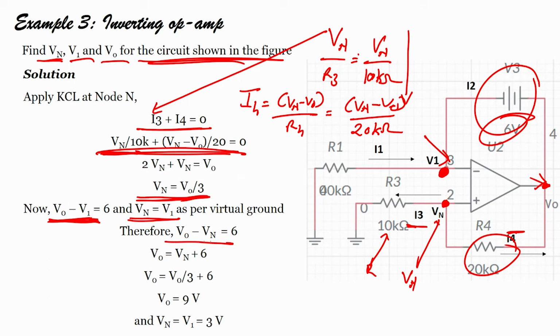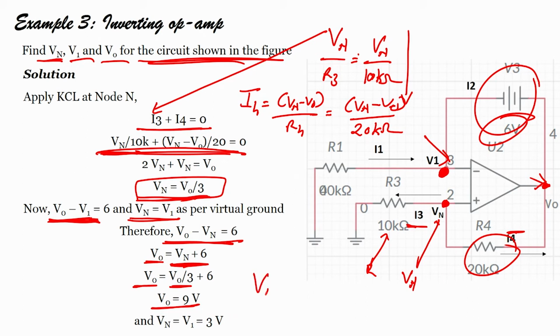Therefore, Vo minus Vn equals 6. So, Vo will be Vn plus 6. Vn is what? Vn is Vo by 3. So, I will put Vo by 3 plus 6. So, Vo would be nothing but 9 volts. Now, I know that Vn equals V1 equals 3 volts.